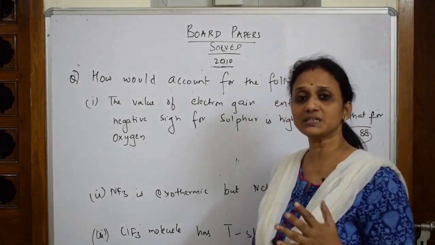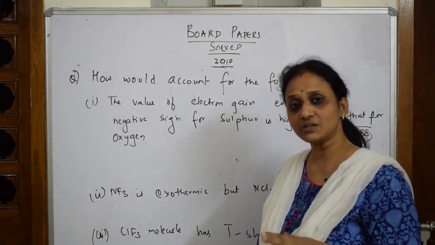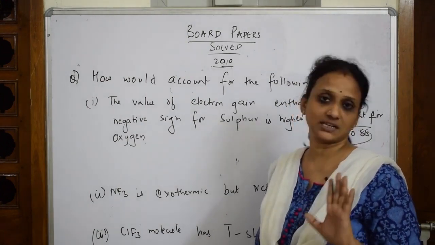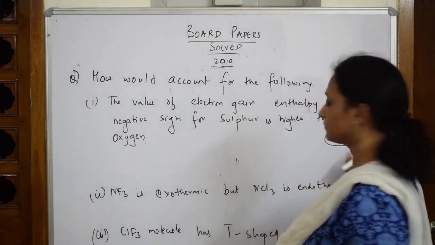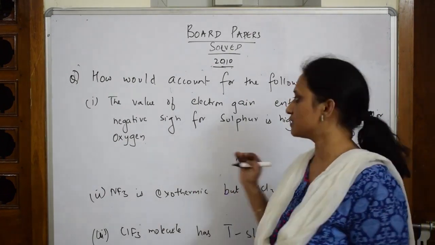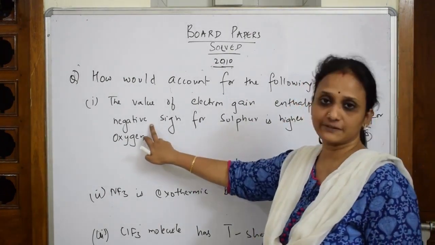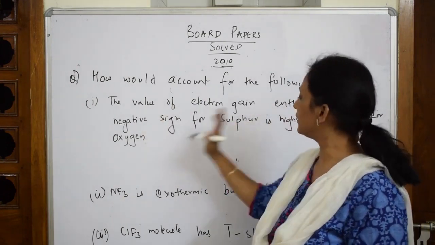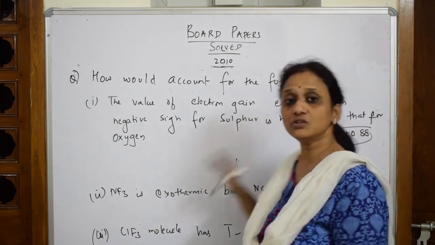Electron gain enthalpy is basically the amount of energy released when an electron is added, or 1 mole of electrons is added, to a gaseous atom. That is what I explained in that video. Please watch that video, you'll understand the concept. First watch that video and then come back to this question. They said already it is negative, that means energy is released. So they said the value of electron gain enthalpy with negative sign for sulfur is higher than oxygen.